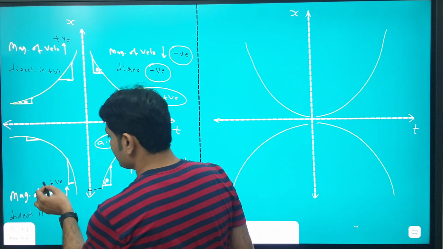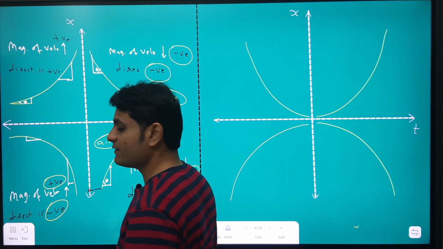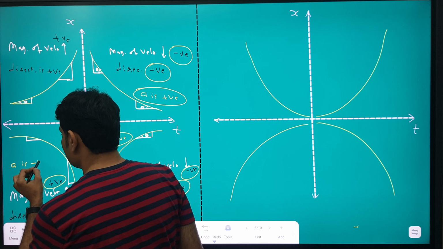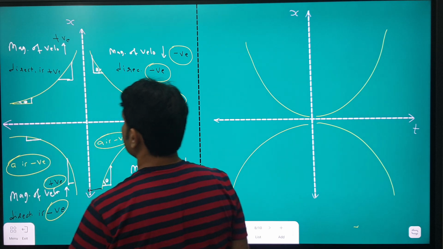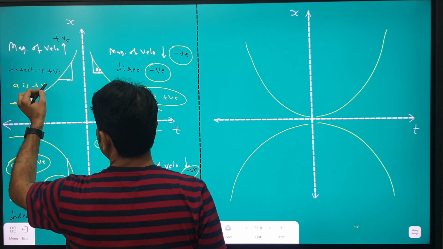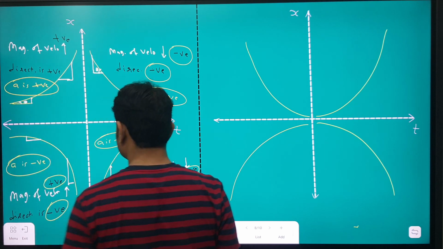For this case, see, this is positive, this is negative. Positive negative becomes negative. Therefore acceleration is negative in this case. And for this case, see, this is positive positive. Therefore acceleration is positive. I hope it is clear.